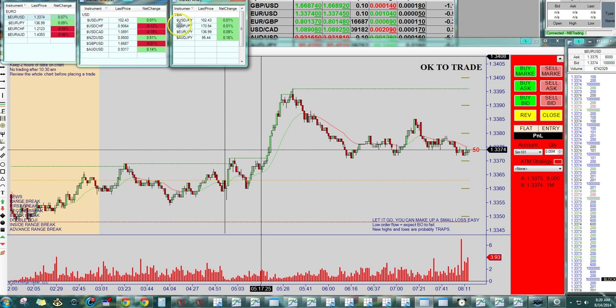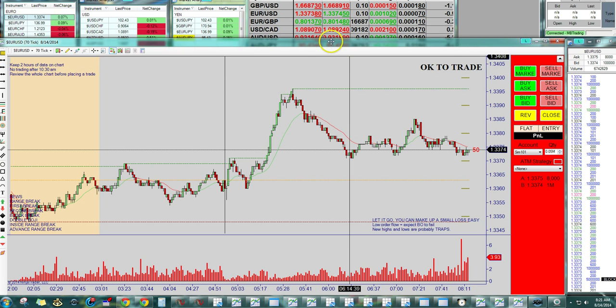Currently you can see that the dollar, the pound, the euro, and the Aussie are all up against the yen. So the yen looks like it's been selling off overnight. So we got some yen weakness there. The euro and the US dollar, they're both mixed. No real good keys to the market out of those two right now.